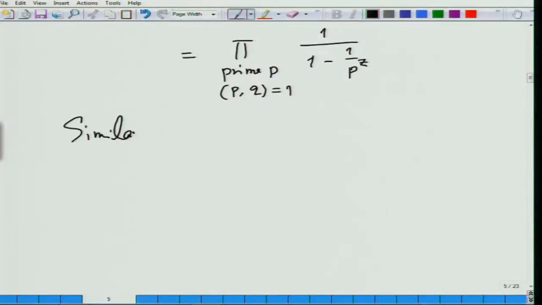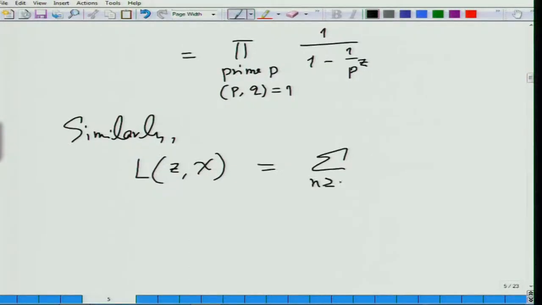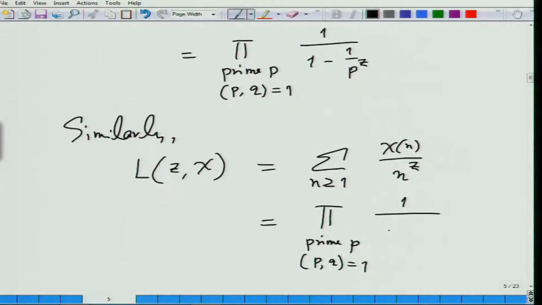Similarly, let us take a general character. Does this have a multiplicative form? It does, and that is exactly this, as you would expect. Why? This needs a bit of justification.